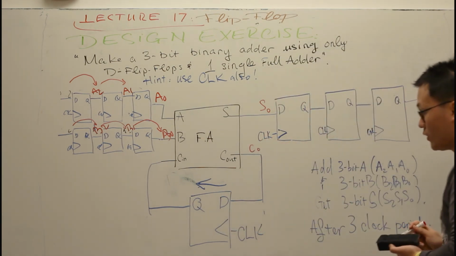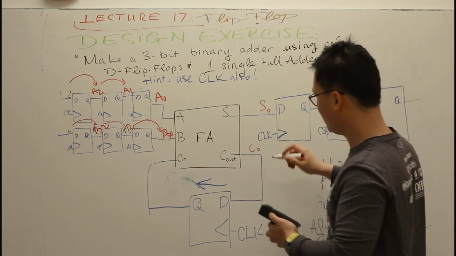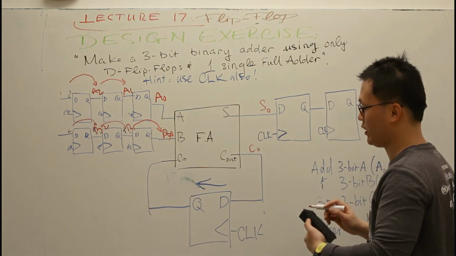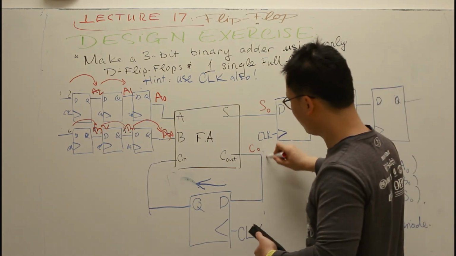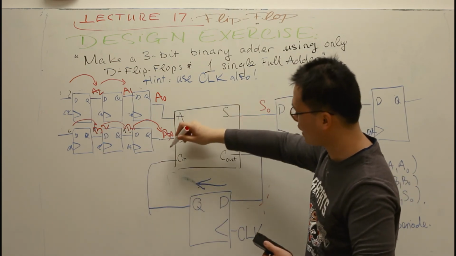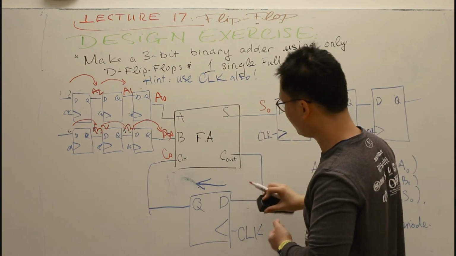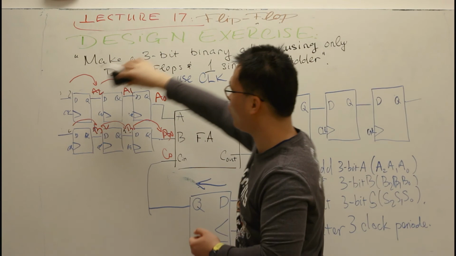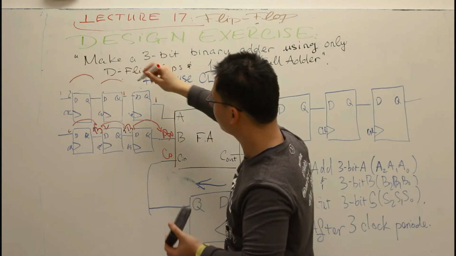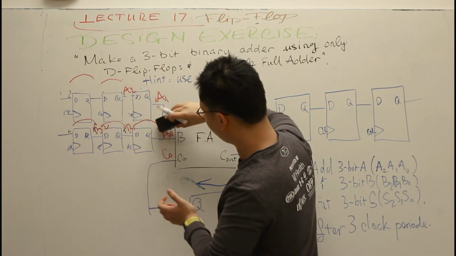Now you have C0. After another clock cycle comes in, this C0 goes from here, through here, and back to the carry in. C0 comes in here, and this whole jumping thing happens again. So I have A2 here, A1 here.